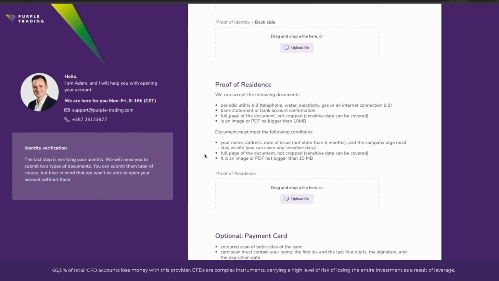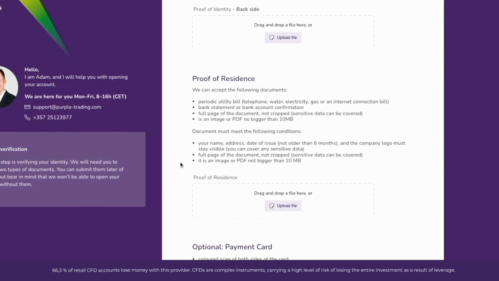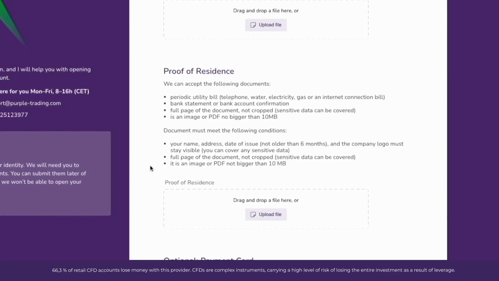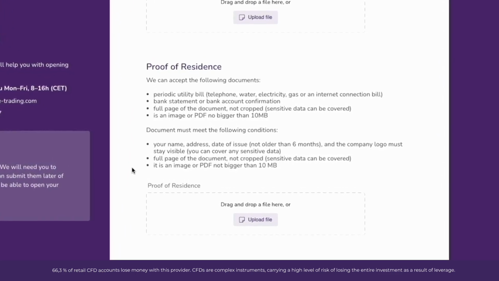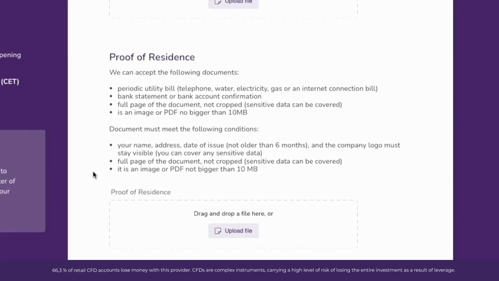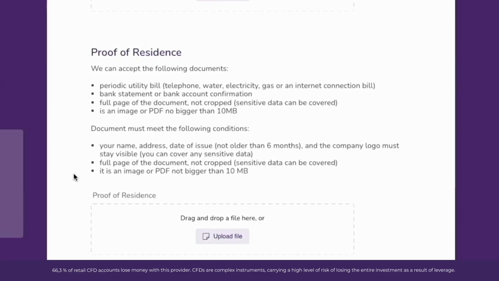This document should be up to date, no more than 6 months old. It should include your name, address, date of issue and the issuer's logo. All other sensitive data can of course be covered up. Again, you should send the whole page of the document without cropping, e.g. as a PDF or as a PNG or JPG image, not a screenshot.